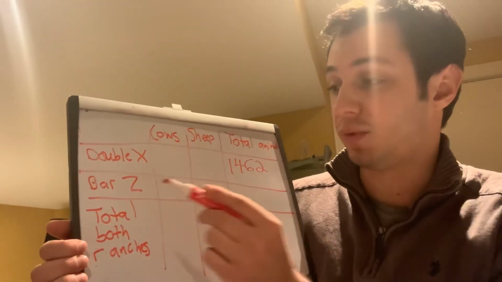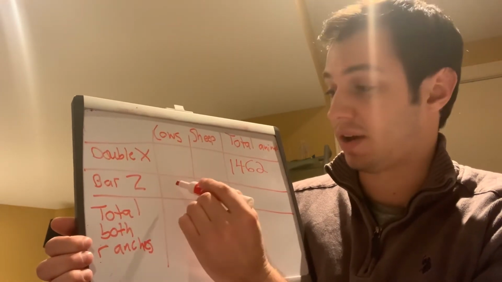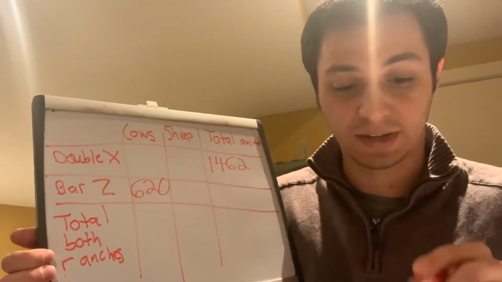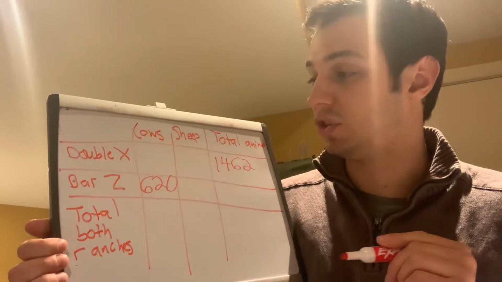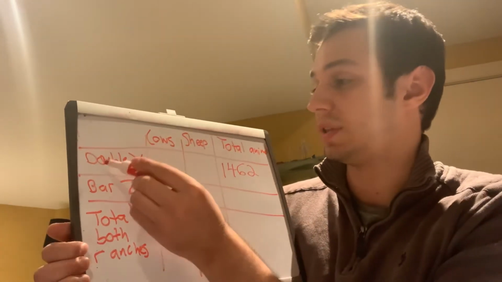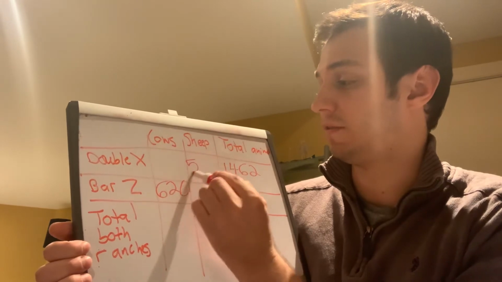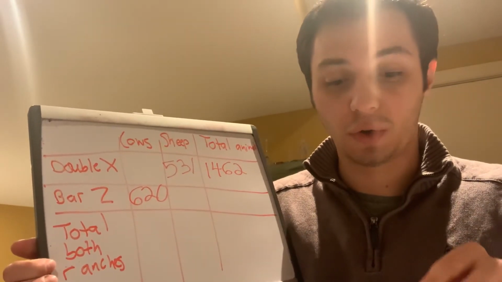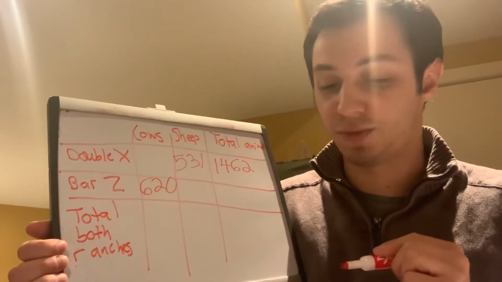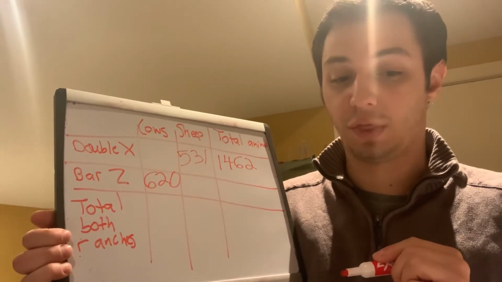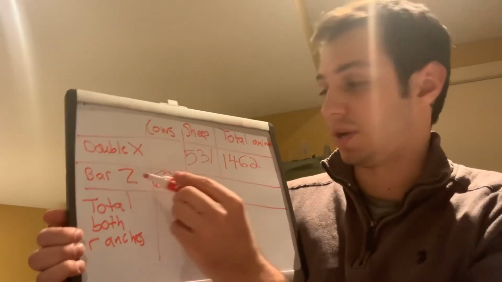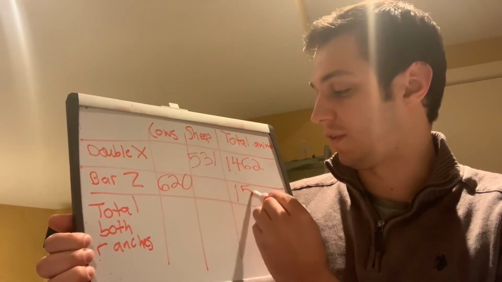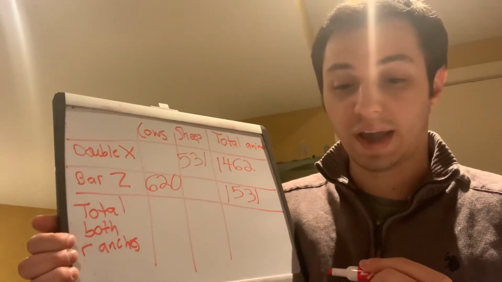So once again, I'm going to find where it says Bar Z. I'm going to find where it says cows and put in 620. Our third fact tells us the Double X Ranch has 531 sheep. So once again, Double X Ranch, the number of sheep is 531. And our fourth fact tells us the total cows and sheep on Bar Z Ranch is 1,531. So I'm going to find Bar Z Ranch, the total for cows and sheep, so this will be our total animals, is 1,531.